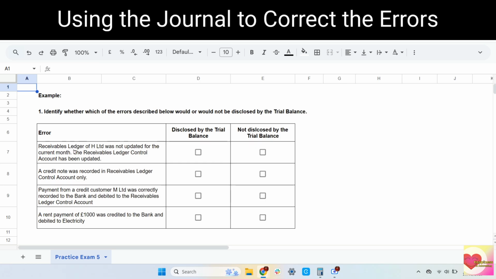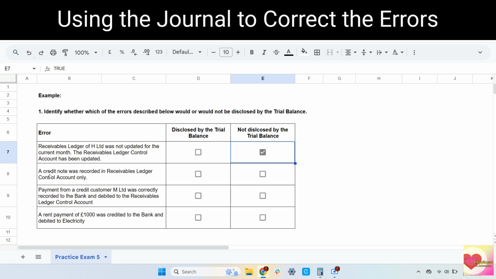The receivables ledger is the individual customer account, and it is not included in the trial balance. So even if it's not updated, it will have no effect on our trial balance. The receivables ledger control account, or RLCA, is included in the trial balance, but it says here that it's been updated, so there is no effect as well. So the first one is not disclosed by the trial balance.